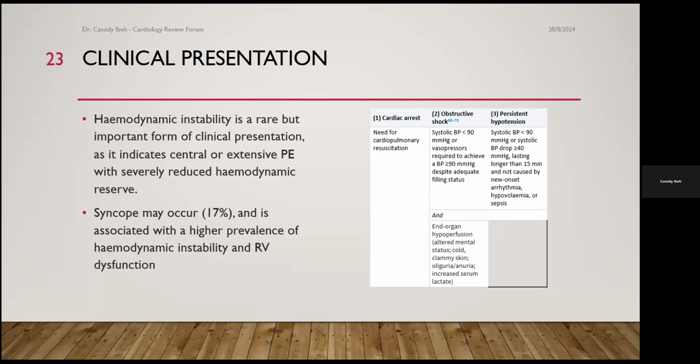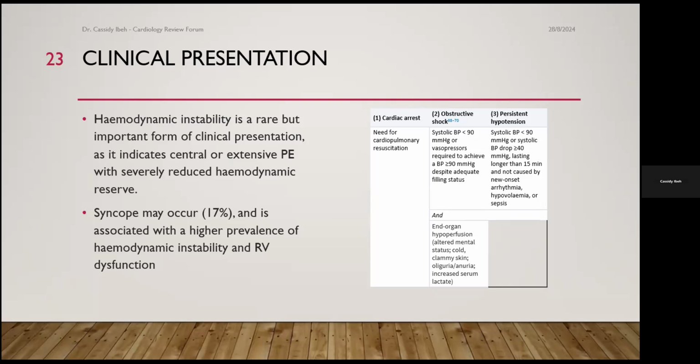vasopressors to achieve a systolic blood pressure greater than 90, or where there is end organ hypoperfusion. It also can be defined as a persistent hypotension less than 90 mmHg, or when there is a systolic blood pressure drop of more than or equal to 40 mmHg, which may last longer than 15 minutes and not caused by new onset arrhythmia or hypovolemia.